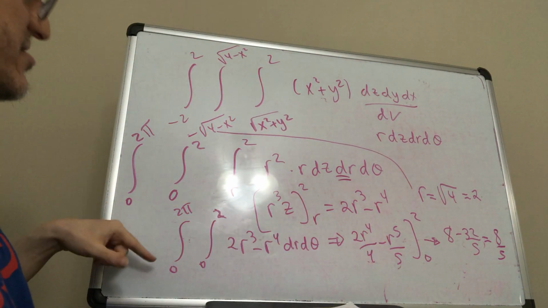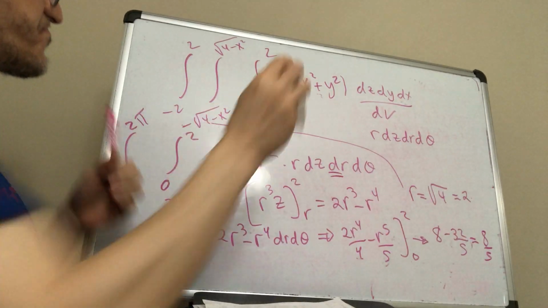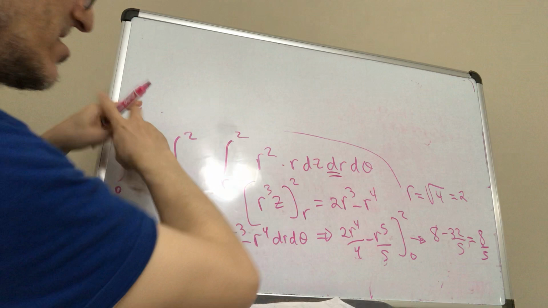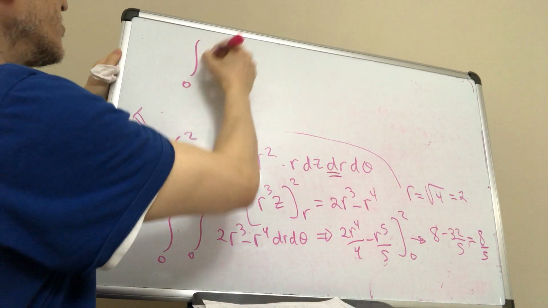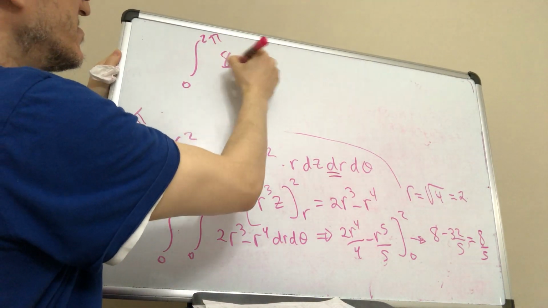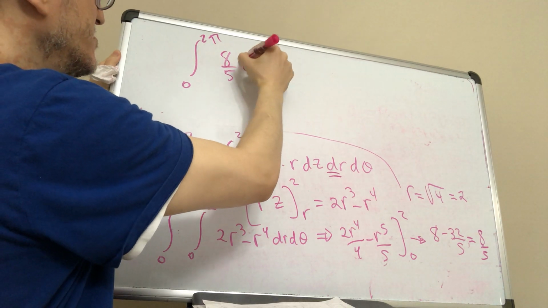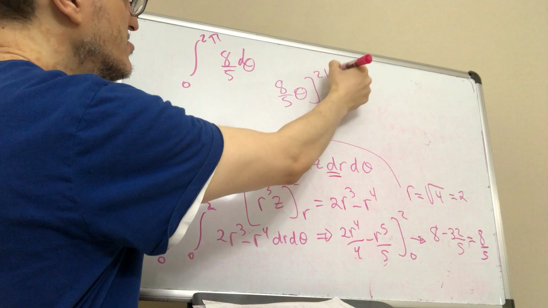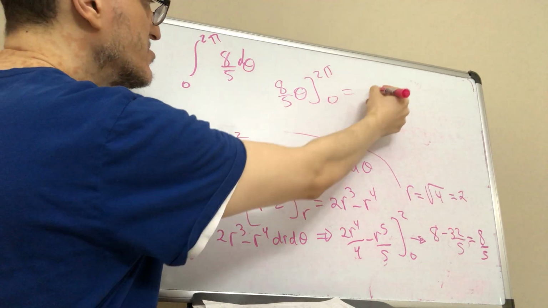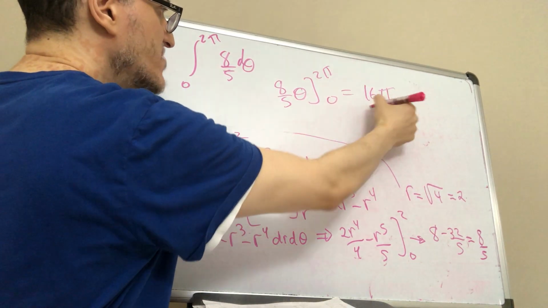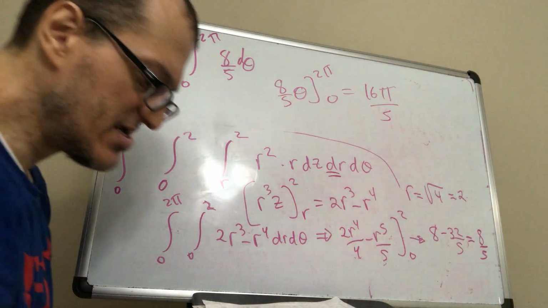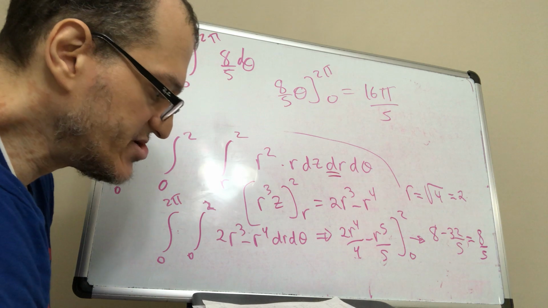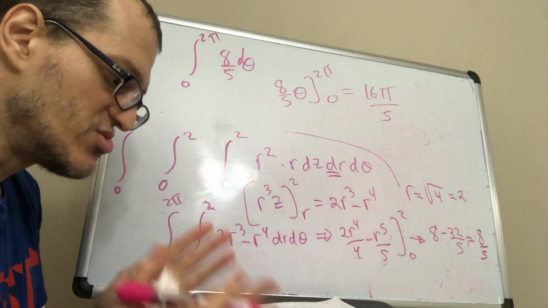Now that's what you're integrating from 0 to 2 pi. 8 over 5 d theta, which is 8 over 5 theta, 2 pi and 0. Put the 2 pi, 16 pi over 5 minus 0. The answer is 16 pi over 5. This is when you switch to polar.